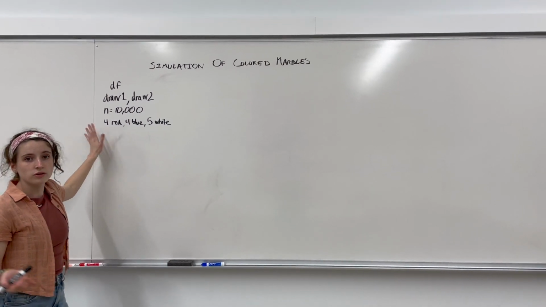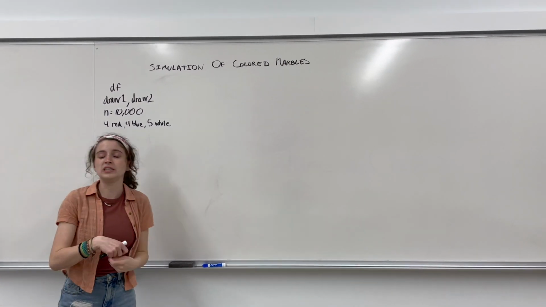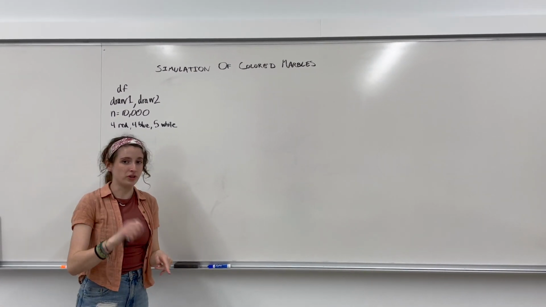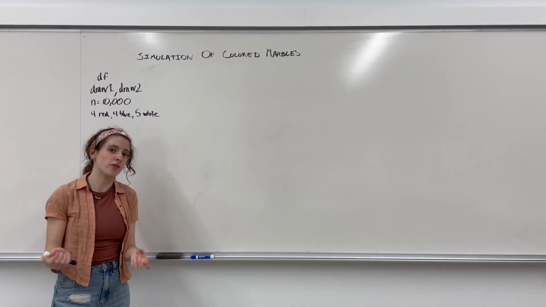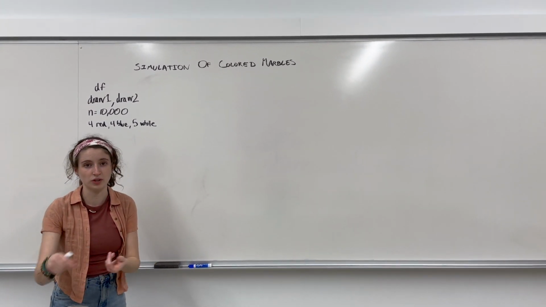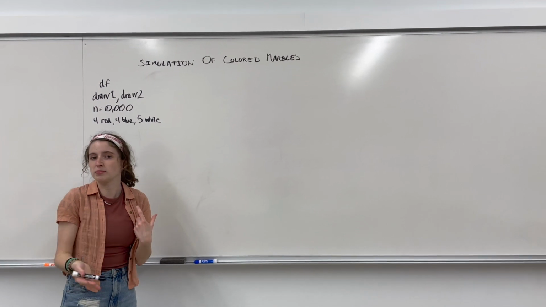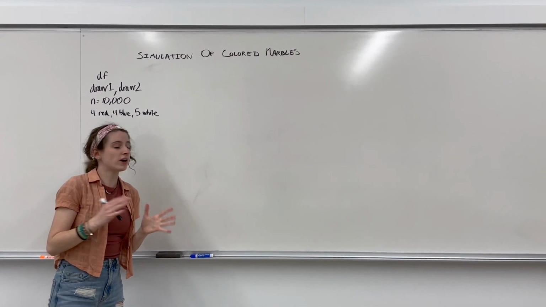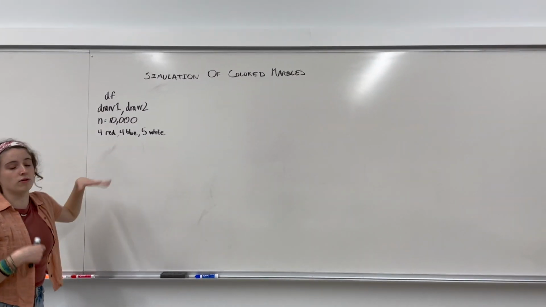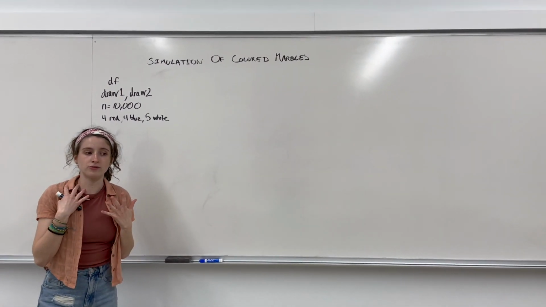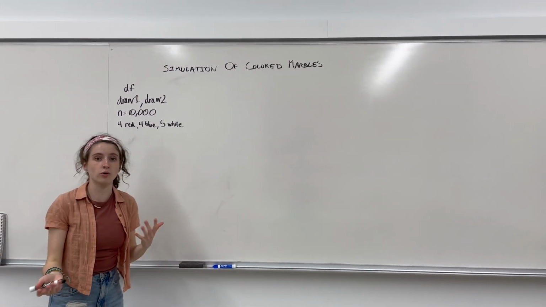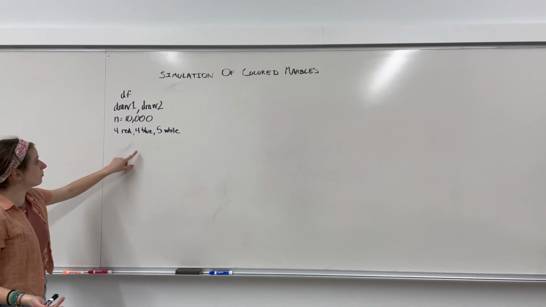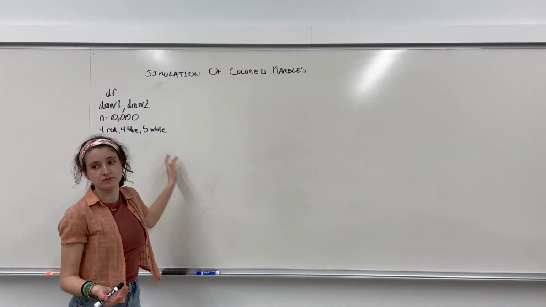And also, one thing to note is that you're drawing the marbles with replacement. So when you draw the first marble, you don't have to worry about the number of marbles being one less for the second marble. It's with replacement, so it doesn't matter. And then finally, we're recording the results of the marble that was drawn according to its color. So there's 4 red, 4 blue, and 5 white marbles.